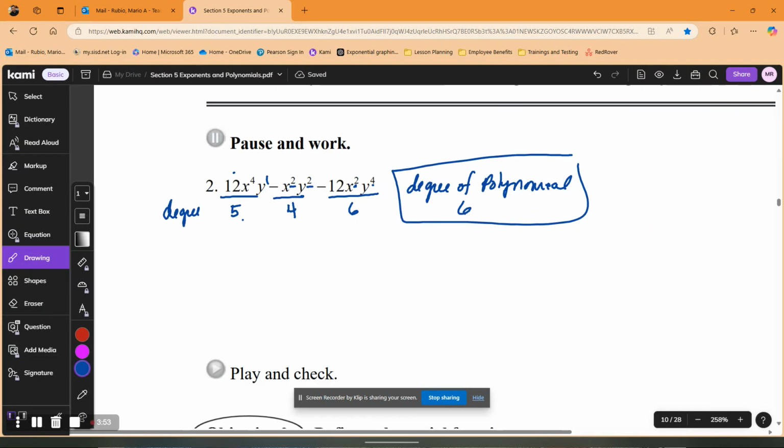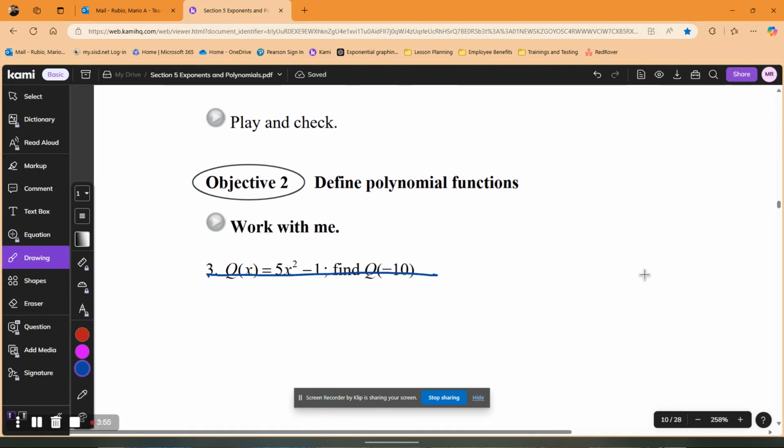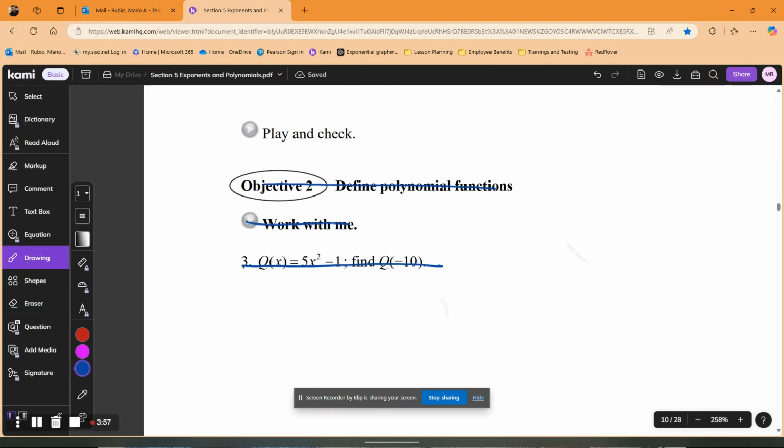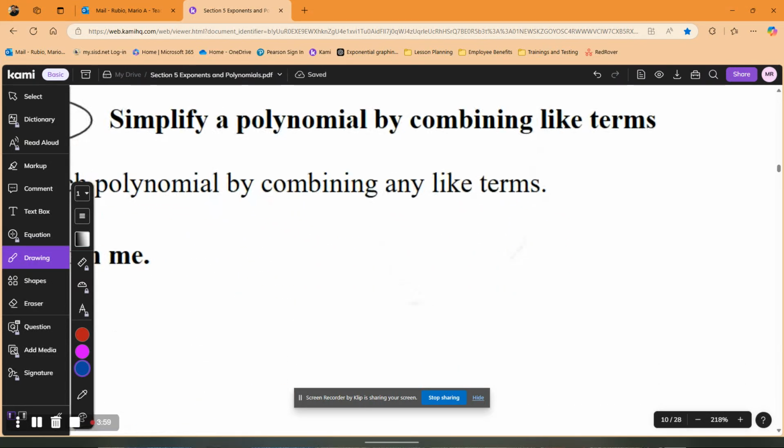Okay, let's see, what else do we got? Let's not worry about this. If you didn't get these notes, no problem. We don't need that.